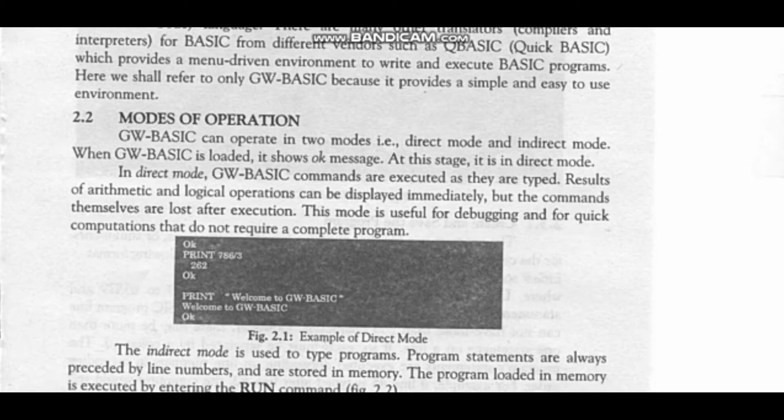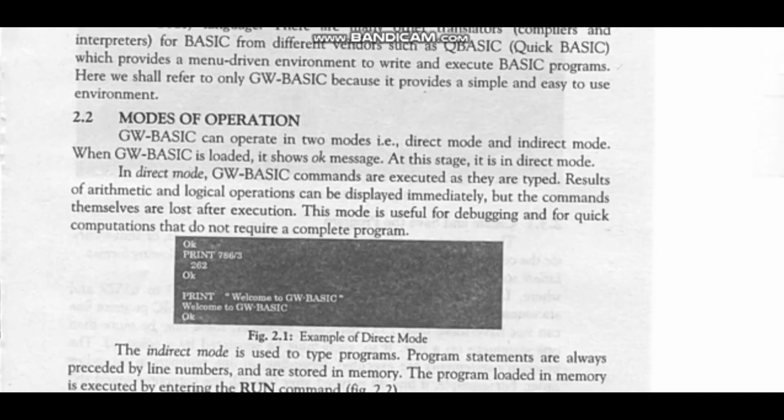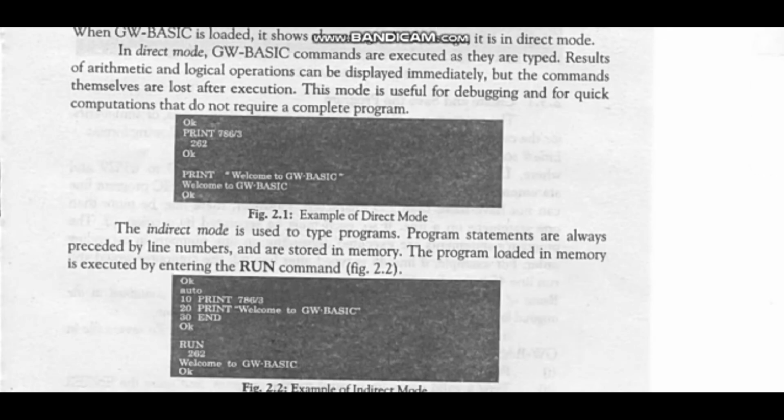Now I will discuss the second mode, the indirect mode. First I will discuss a direct mode example. First we will write PRINT. We use this PRINT keyword to show the result on the screen. When you press Enter, you can check the result there.